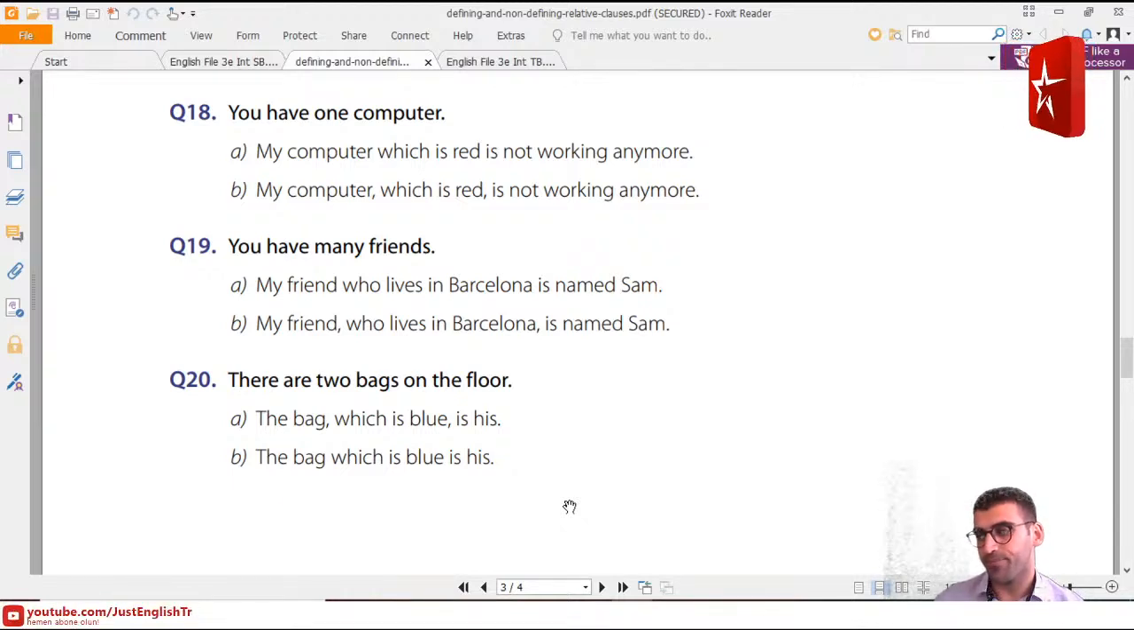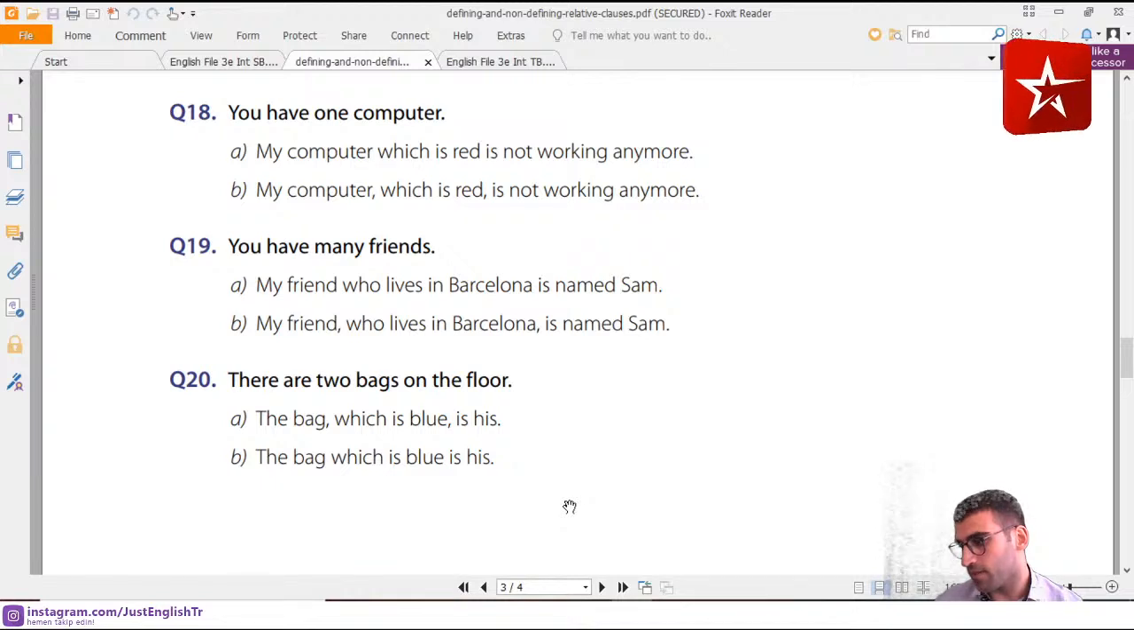Let me check the comment. Can't we have two friends named Sam? Yeah, you have many friends named Sam. Maybe it's possible we can have more than two named Sam. Another says, may I use it if I say this bag which is blue is his? Okay, but if we are mentioning one bag, yes, we can use it.